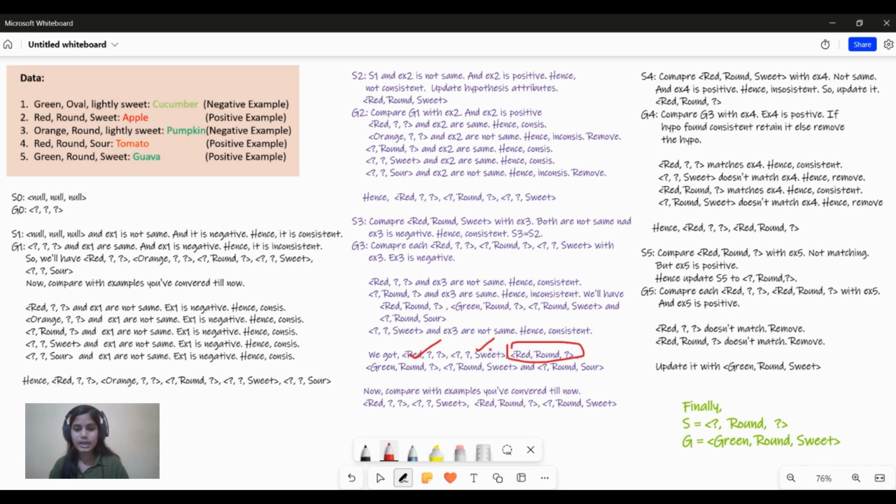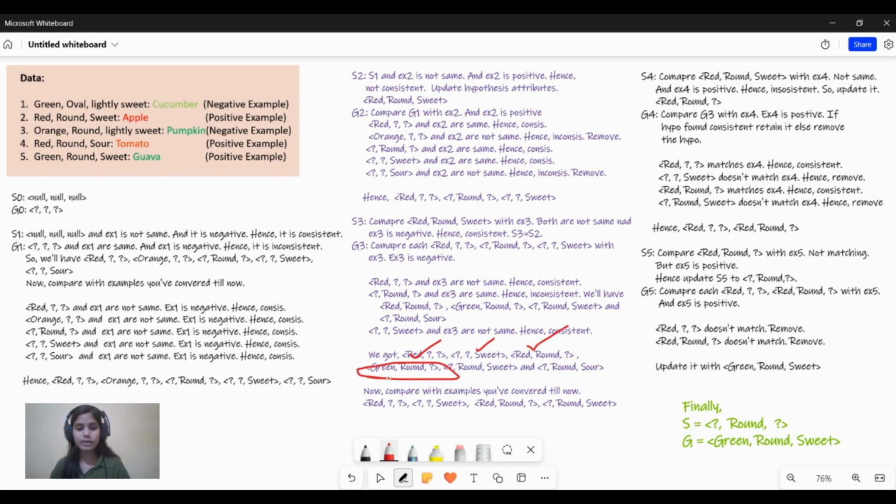Third hypothesis, red, round and question mark. Red not there, round not there, and question mark covered, but the example is negative. As this is not the same and the example is negative, it is consistent. Now the next, red, round and sweet. For the question mark, it is covered and it is a positive example, so consistent. Next, red not there, round is there, and lightly sweet is also there, but the first one is not there, but the example is negative, so it is consistent. So we will retain the third hypothesis also.